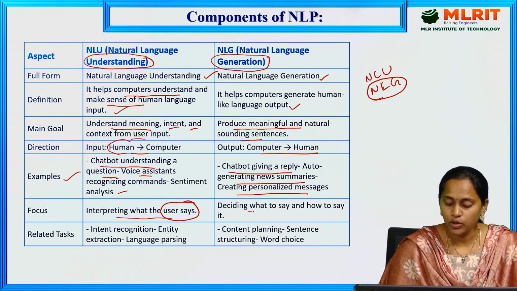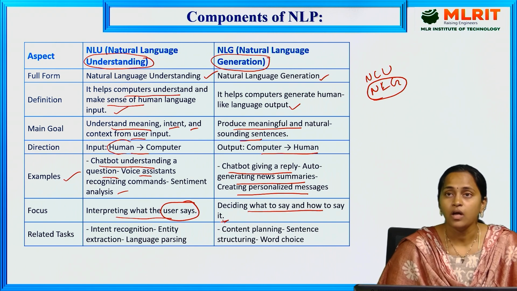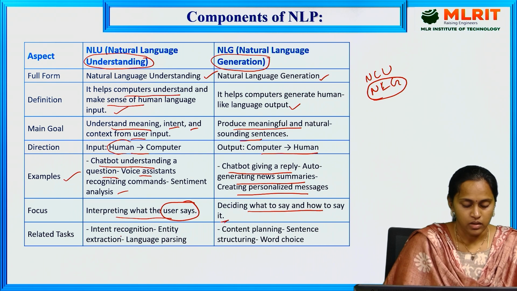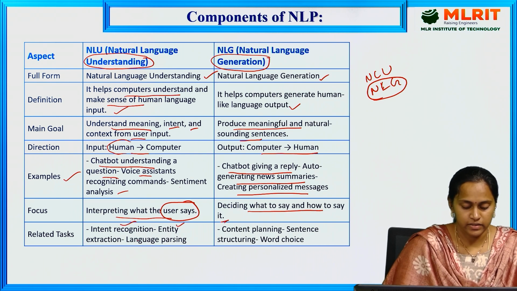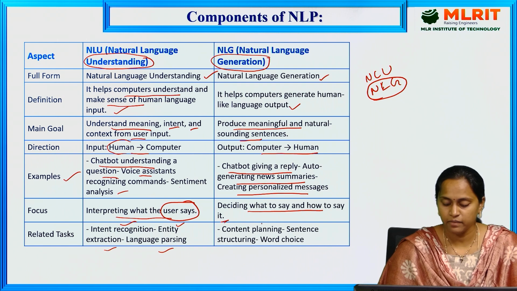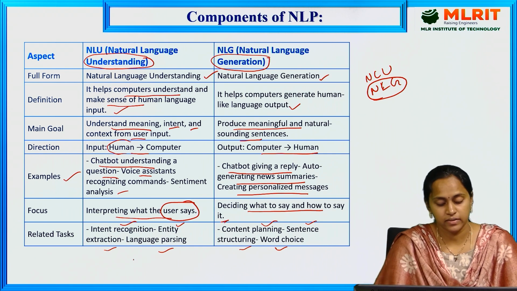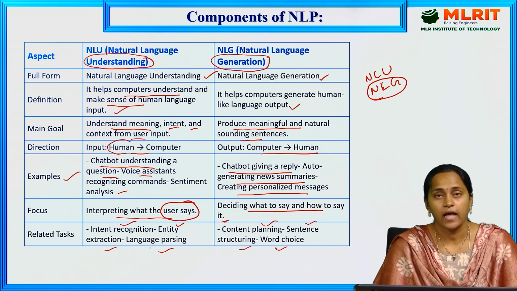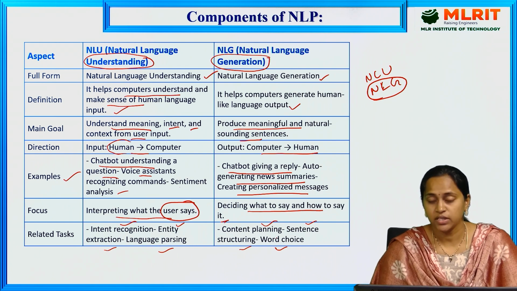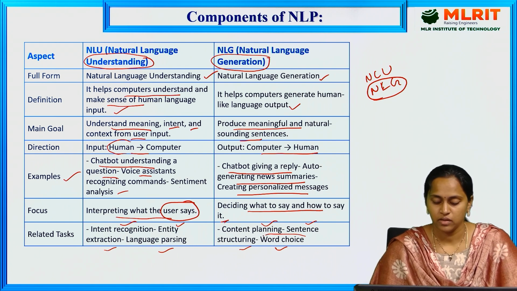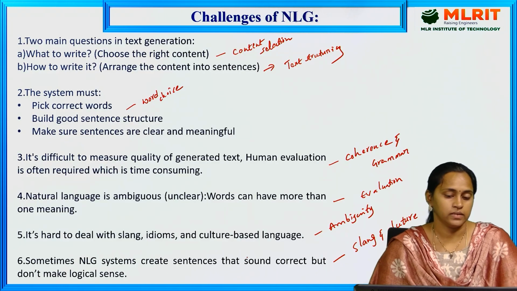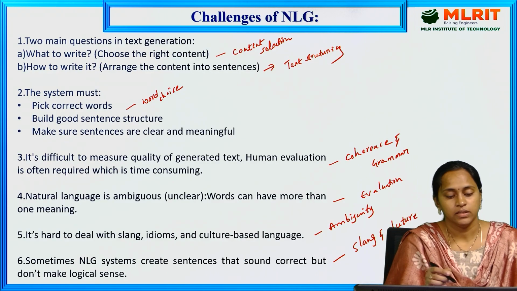Next, NLG is about deciding what to say and how to say it. Whenever we take data, what type of data we want to take and how it will be sent to the human in human language. The related tasks for natural language understanding are intent recognition, entity extraction, and language parsing. For natural language generation, they are content planning, sentence structuring, and word choices. Okay, let's discuss. This is an important one.